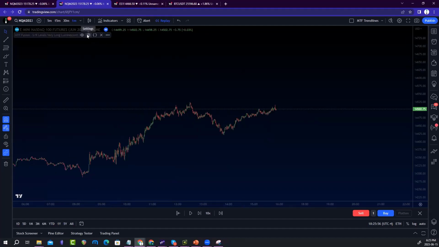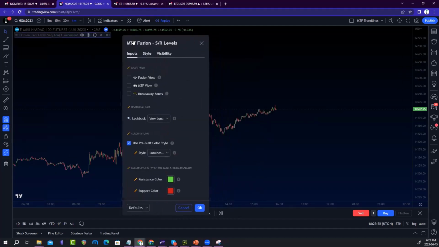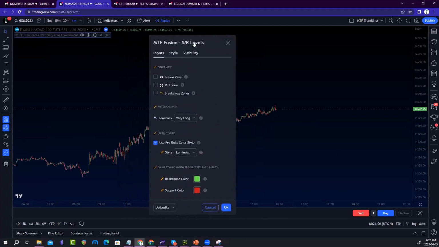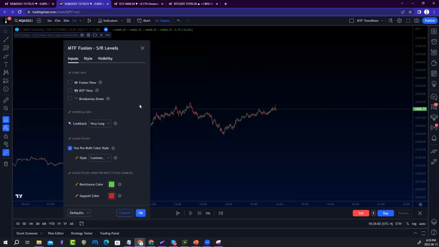So up here in the top left, I've got SR Levels, MTF Fusion, support and resistance levels applied. And I have nothing enabled here, so we don't see anything. What I'm going to start with is clicking on MTF View. If we check the tooltip here, if you ever wonder what the settings do, just check these tooltips. When I click MTF View, it's going to show the support and resistance levels calculated on the higher time frames. Let's go ahead and do that.